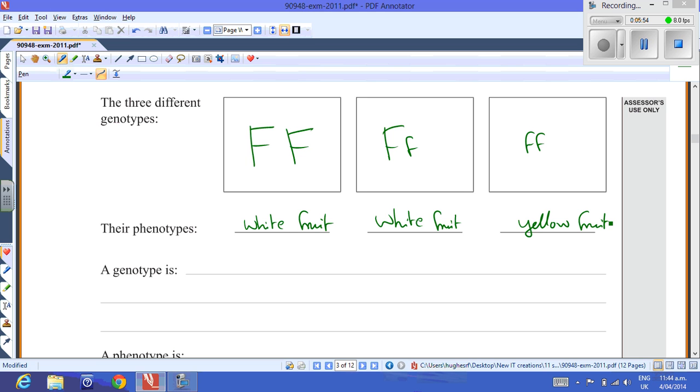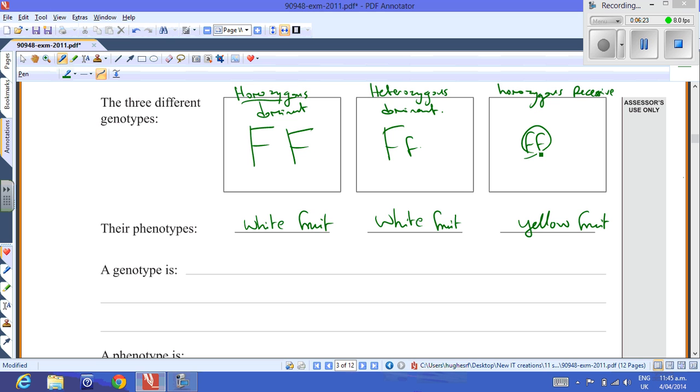There's another way to describe these particular genotypes. This would be described as homozygous dominant, because both of the letters are the same, so that's what homozygous means. Heterozygous means that the 2 letters are different, but it's still a dominant situation. So this is heterozygous dominant, and this is homozygous recessive for a genotype like that.